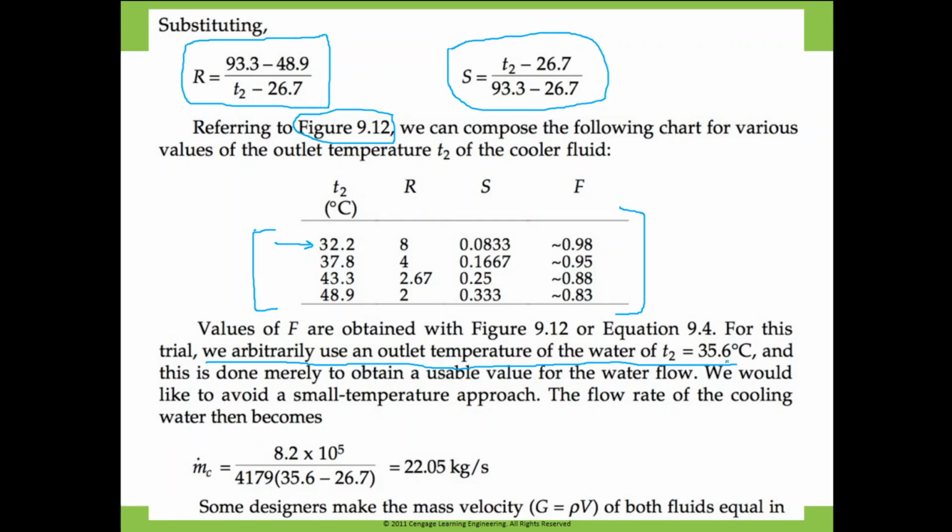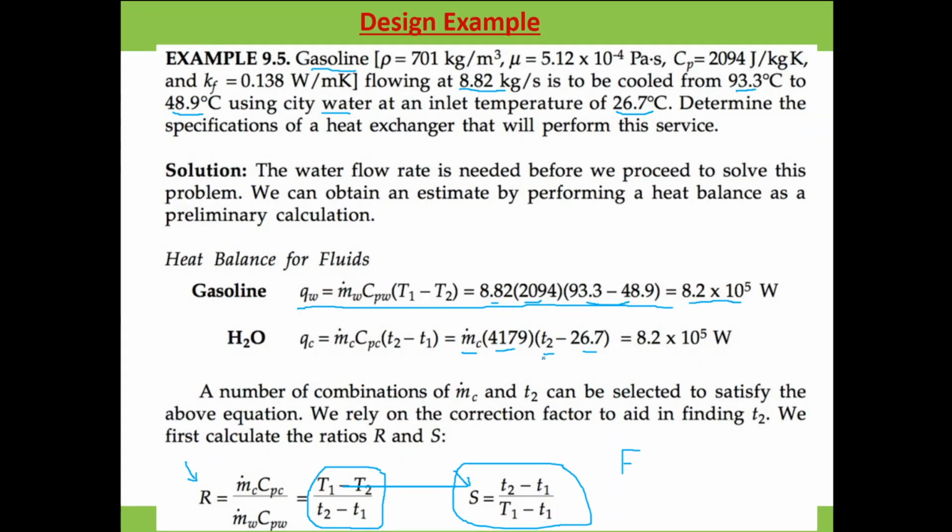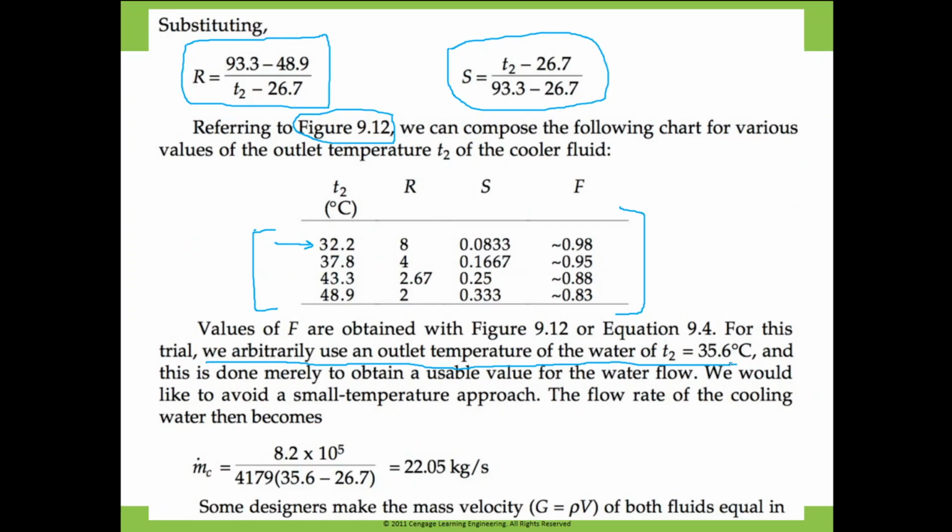So, only for the mass flow rate purpose, we need to find out what the mass flow rate is, because in this equation if you substitute the T2 here, then you can get what mass flow rate you actually need for the cold fluid. So, it depends upon the T2, right. So, initially we are assuming that our T2 is going to be 35.6 degrees Celsius, and the mass flow rate comes out to be 22.05 kg per second. Okay.